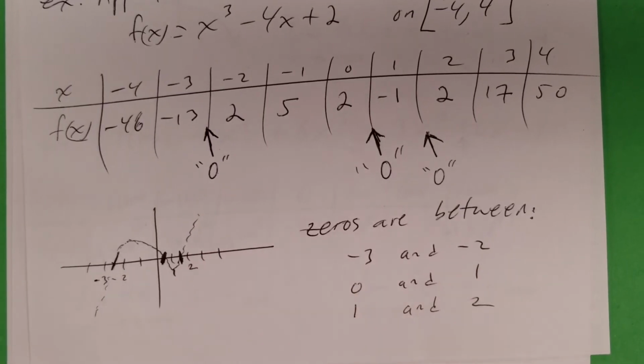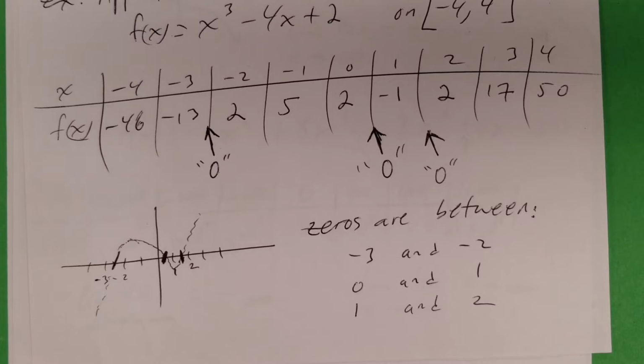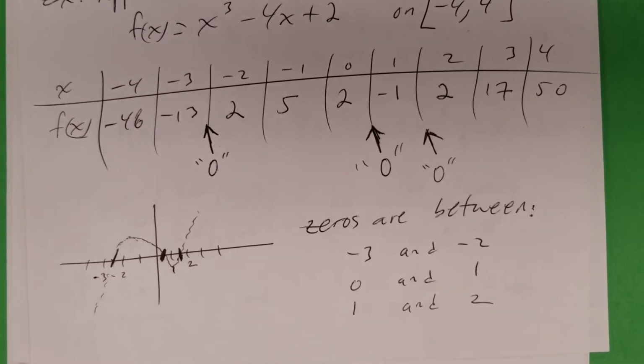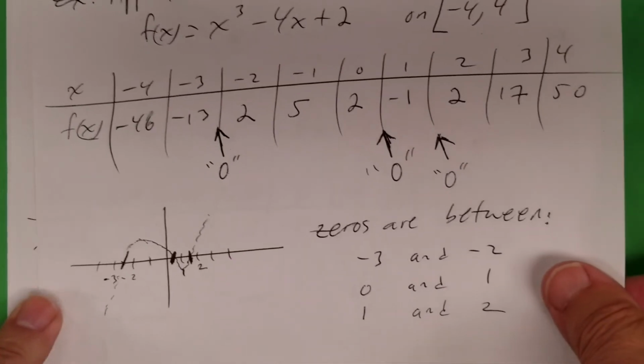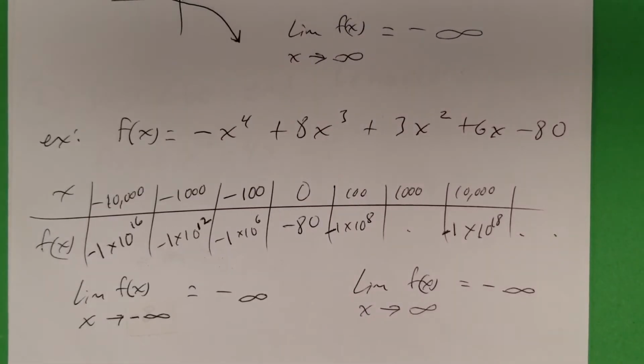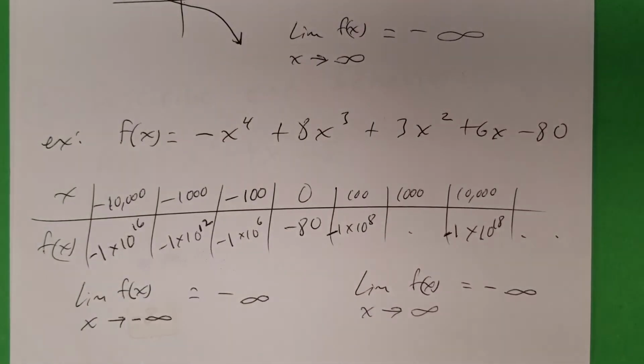Something like that, maybe. Okay. So that's the intermediate value method of approximating the intercepts. Let's talk about end behavior.